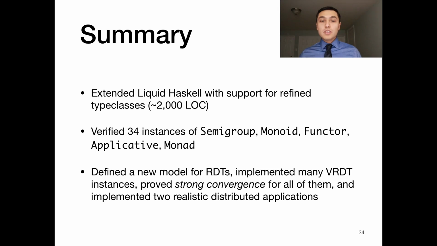In summary, we extended Liquid Haskell with support for refined type classes. The source code is available online, and we're in the process of merging it into the main Liquid Haskell repository. In addition, we verified 34 common instances of the semigroup, monoid, functor, applicative, and monad type classes. Finally, we defined a new model for replicated data types, implemented many VRDT instances, proved strong convergence for all of them, and implemented two realistic distributed applications using the VRDT instances.